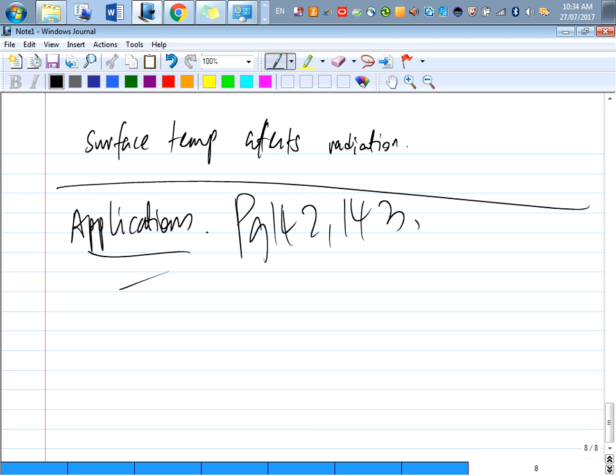Then we talked about the air conditioner already. Your electric kettles, why is the heating element at the bottom? Because we want convection currents. Radiation, okay. Turn with me to page 146. Your design of the vacuum flask.